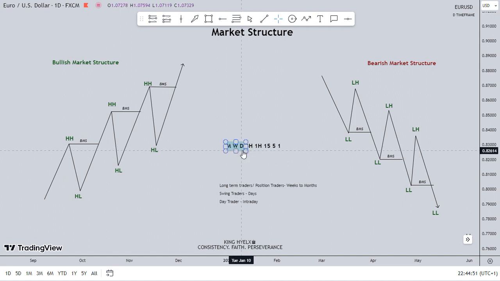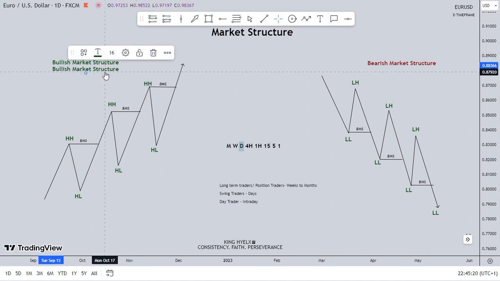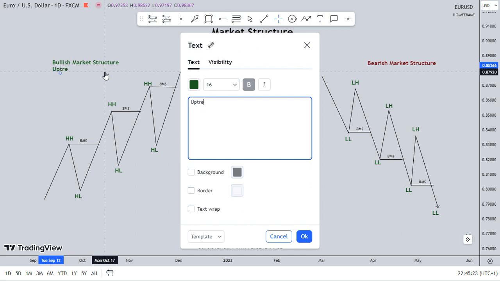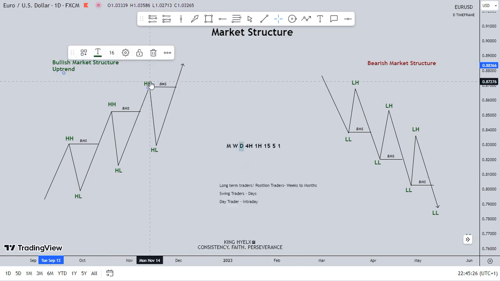So essentially, as a day trader, what I do is that I focus on the daily time frame, and I'm going to be showing my strategy later. I focus on the daily time frame, right? So I outline my trend, because when we're in a bullish market structure, we can see we're in an uptrend. When we're in a bearish market structure, we can see we're in a downtrend. So let me just put that here. That's uptrend. Well, this is downtrend.